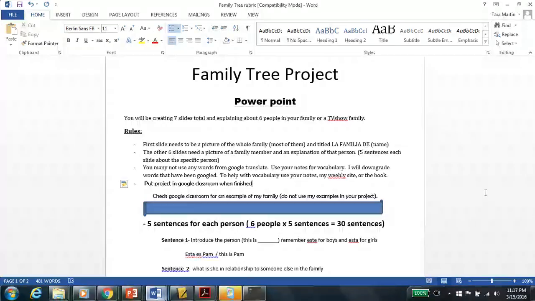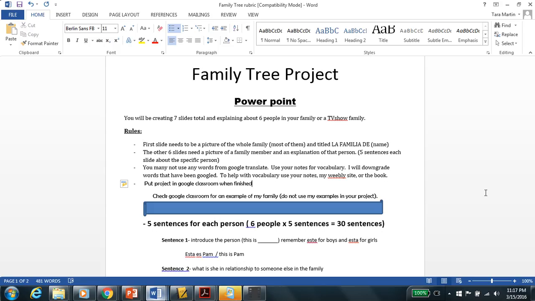An easier version of this is to pick a TV show or a movie that has a family in it that's pretty well known, and you can use that as a family as well. I prefer the TV family because it makes it a little bit easier, and you're able to follow along a little bit better because people know people from movies and TV.